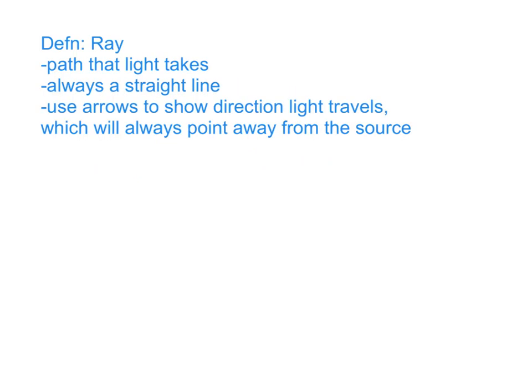So first of all, a ray, and this is what you want to draw whenever we're dealing with light. A ray is just the path that light takes. It's always going to be a straight line, and you're going to use arrows to show the direction that light travels, which is always going to be away from the source. So if we have a light source here, so a little light bulb or sun, so this is the source. Light is always going to travel away from the source and presumably into an eye.